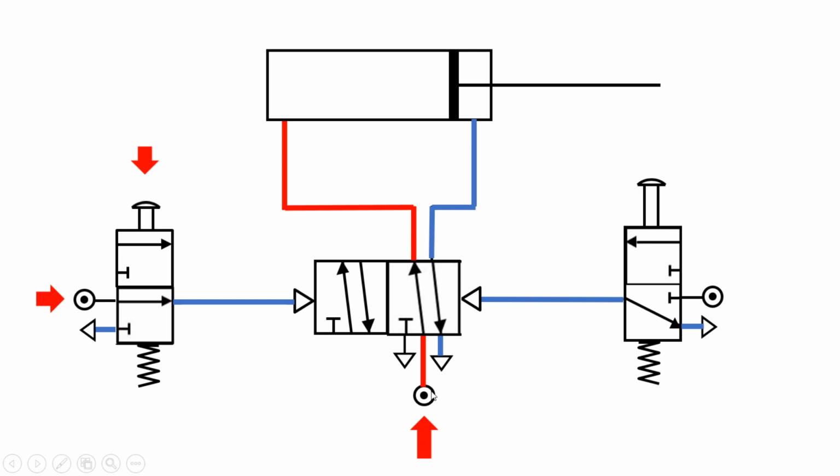So from the compressor, through this port, it will enter over here, and from this it will enter on the cylinder side and will cause the forward motion. Air from the other side through these blue lines will go to the atmosphere. So this is the working of the pilot operated 5x2 direction control valve.